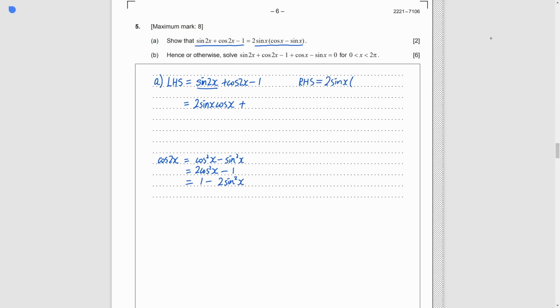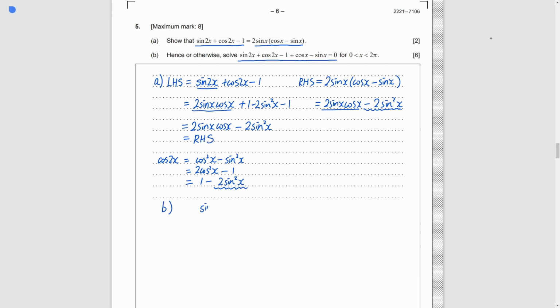We also need to consider the right-hand side. After we expand it, we find that the 2 sine x cosine x part are the same, and the only difference is the negative 2 sine square part. So, we better choose the way containing 2 sine square x. After replacing the cosine 2x and doing some simple calculation, we can show that both sides are the same.